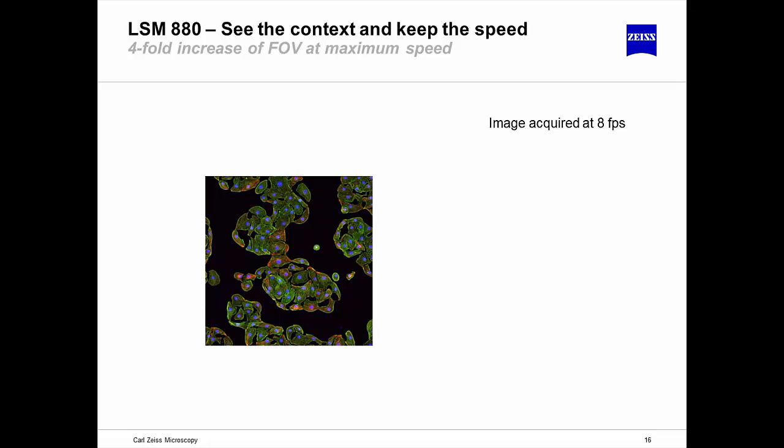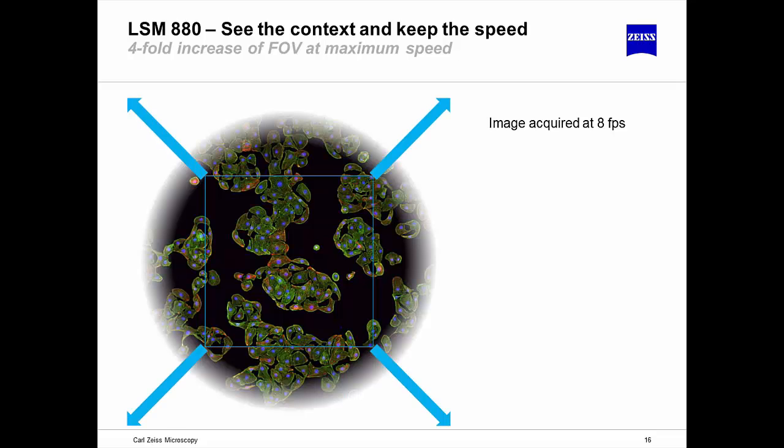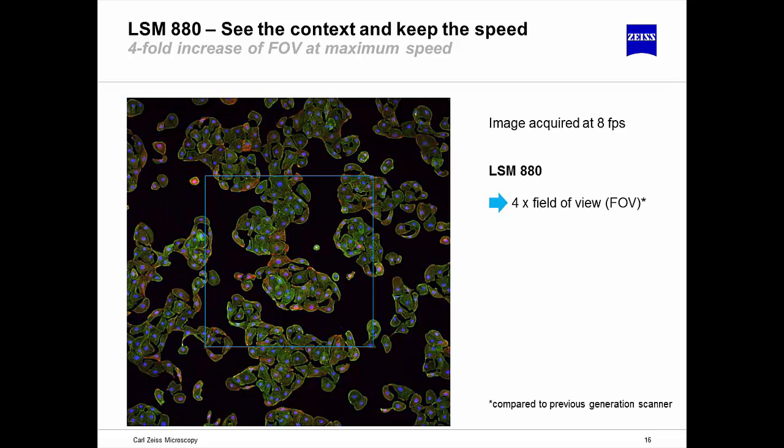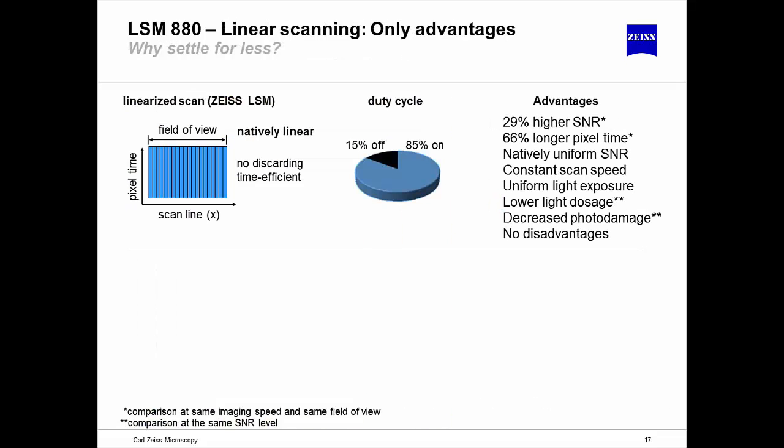So for instance, if that was the field of view shown on the slide available on the LSM 780, you can now acquire a 4 times larger field of view on the LSM 880 at the same speed. So you can either basically go quicker or have a larger field of view compared to the previous generations. Now, all of this we maintain while still having a linear scanner.